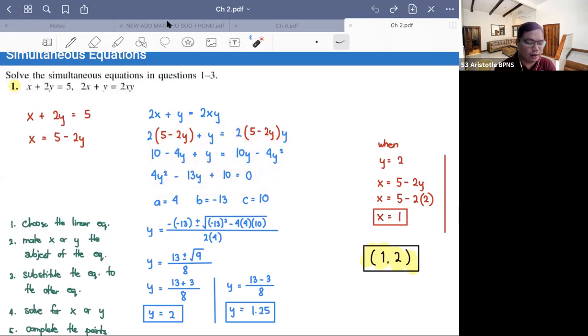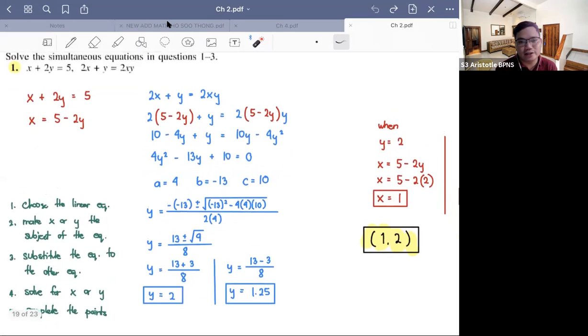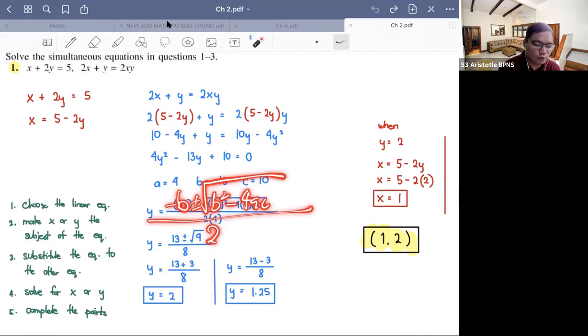After this, it's up to you if you want to use factorization, completing the square, or quadratic formula. For me, I'll just use quadratic formula because it's much faster and easier, and it may take a while to factorize this because it has a coefficient over here. So a, b, and c are 4, negative 13, and 10. Using the quadratic formula, this is negative b plus minus the square root of b squared minus 4ac, of course don't forget the root sign, divided by 2 times a.